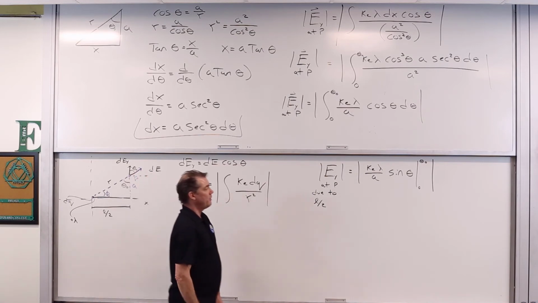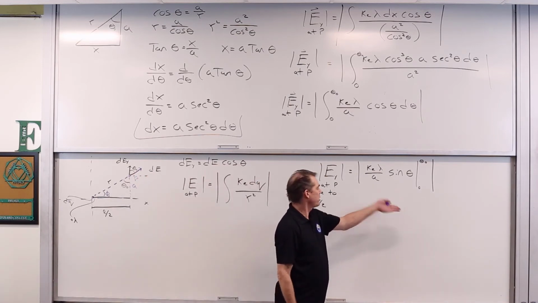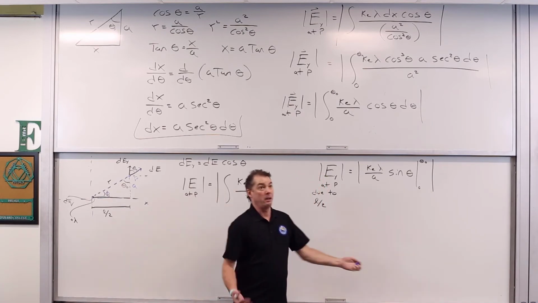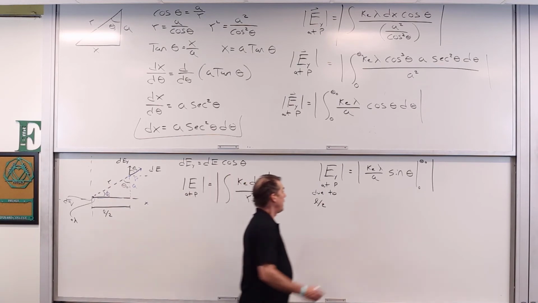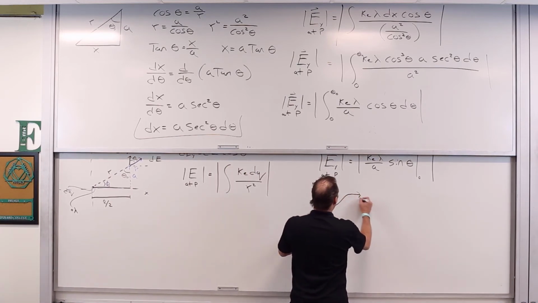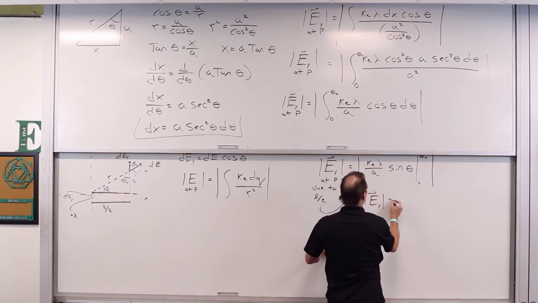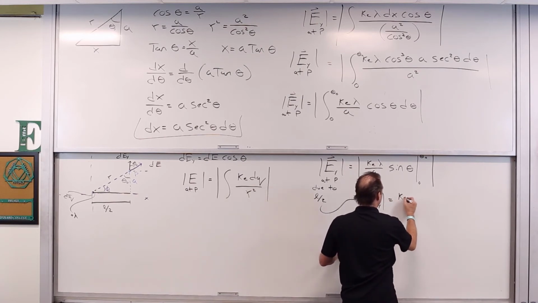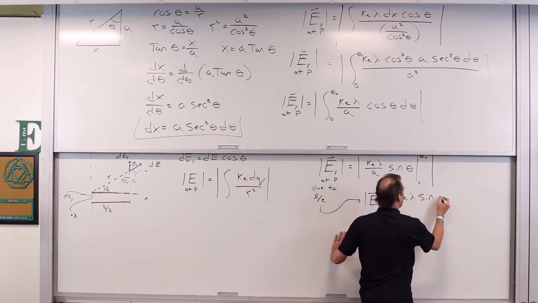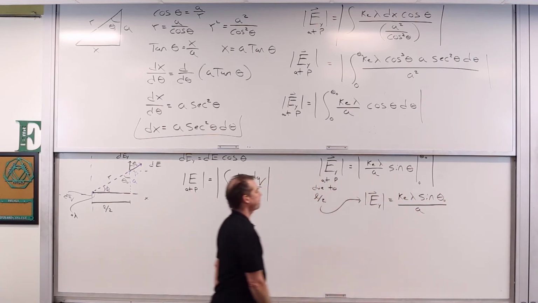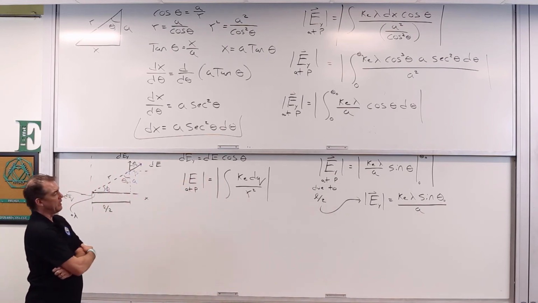All right, well, we just evaluate this over the limits of integration. What's the sine of 0? 0, that's right. What's the sine of theta sub 0? It's the sine of theta sub 0. So in the end, due to this half distribution, we've got ourselves that the magnitude of E sub y is going to be equal to k sub e lambda times the sine of theta sub 0 divided by a. And theta sub 0 is some angle between 0 and 90 degrees here. Boom, which is positive.